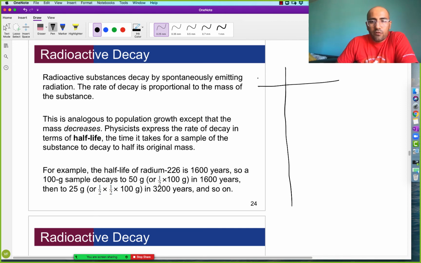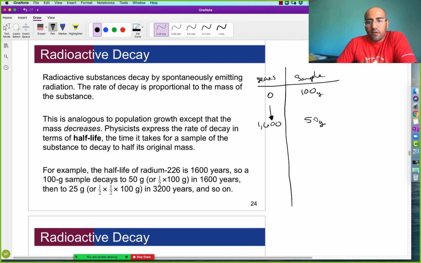So we have years over here, and then we have sample mass. So we start off at time 0 with 100 grams, and then 1,600 years later, it's a long time, if we come back into the cave and see what's going on, now we only have 50 grams.